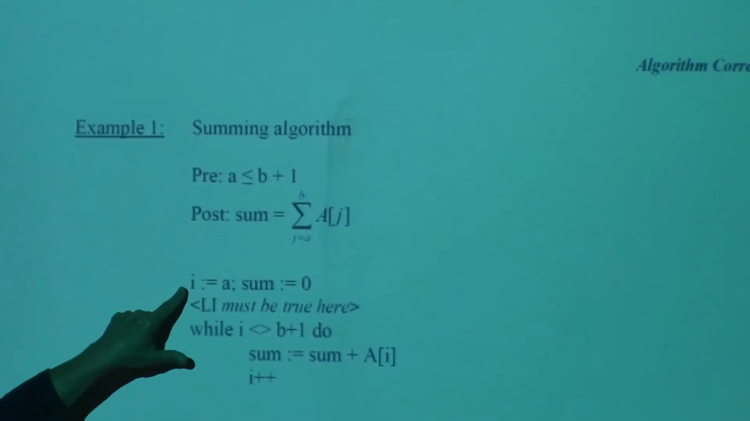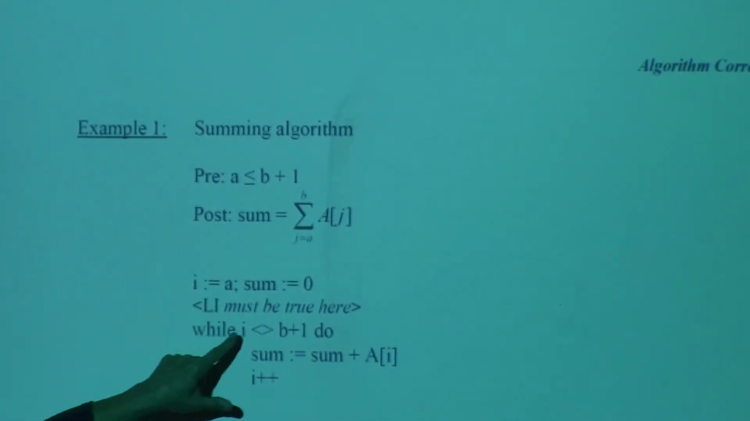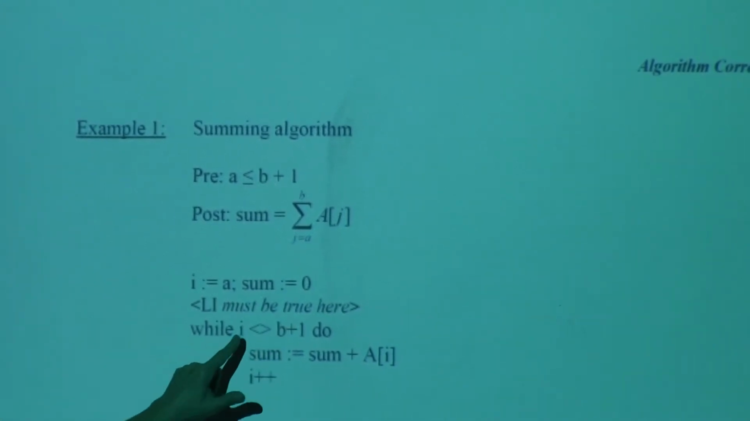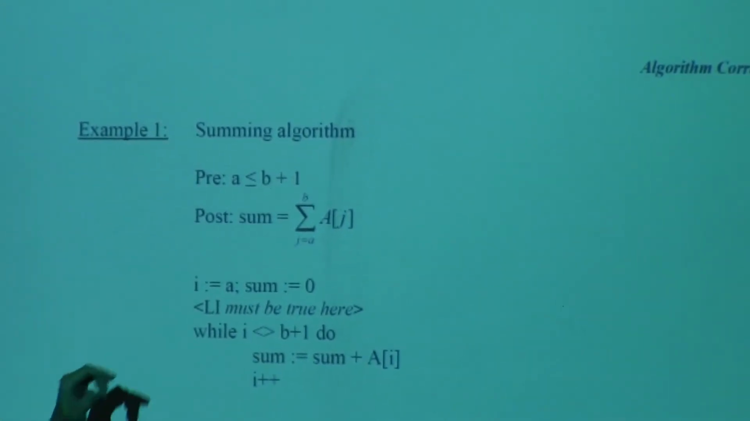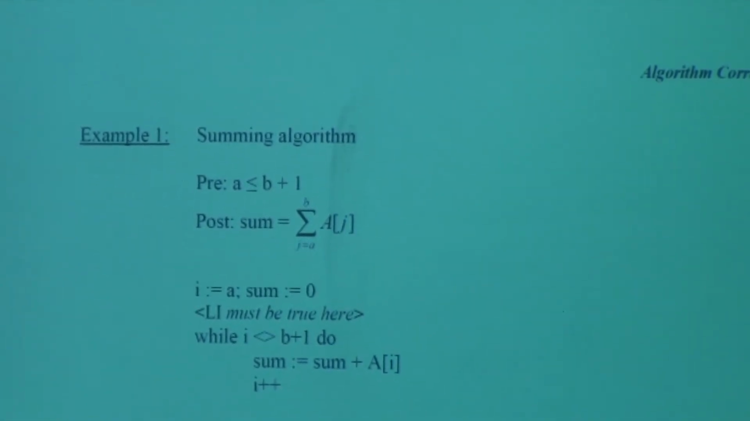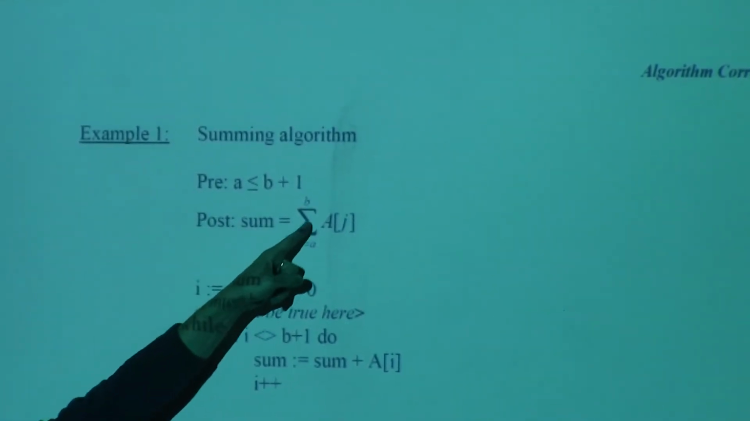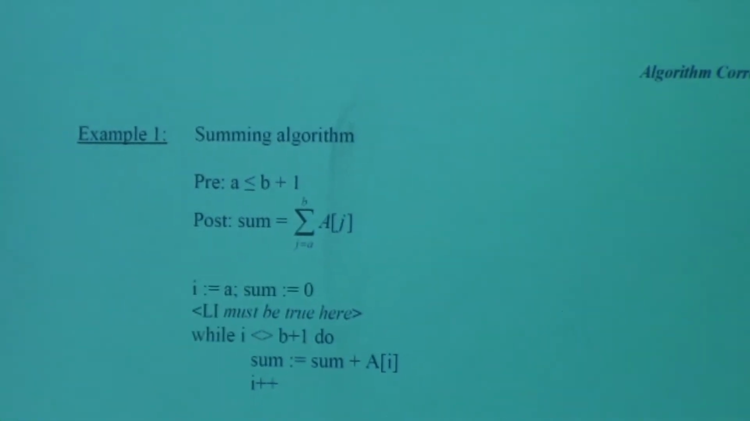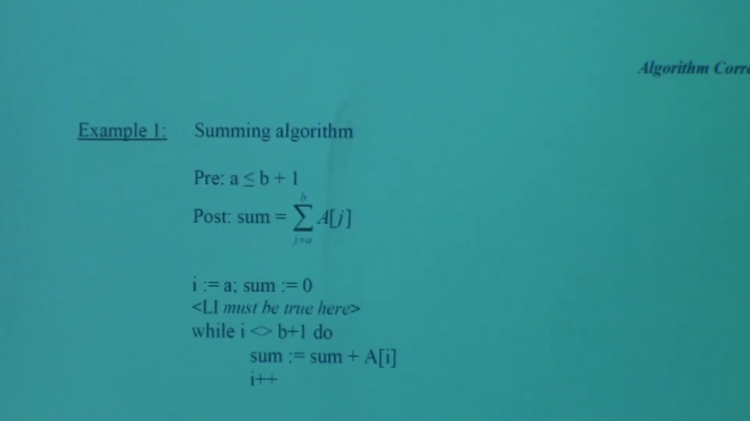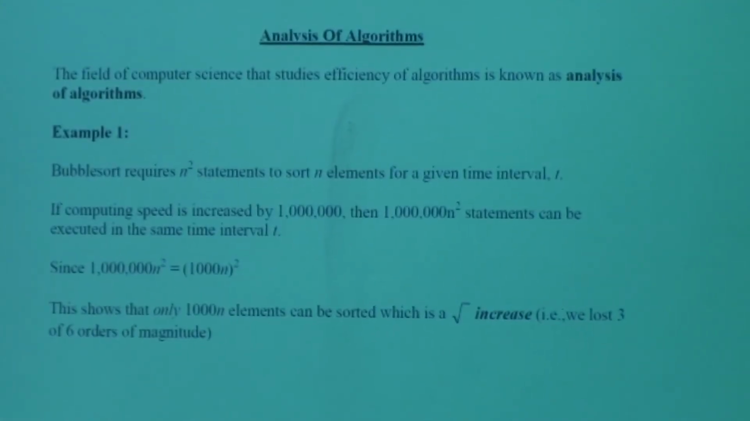So i starts at a. i not equal to b plus 1 is the continuation condition. The negation of this is the break condition, which means that i is equal to b plus 1. Then joining that with the loop invariant, we jump into the postcondition, which is what we're trying to achieve as an algorithm. Is that okay? All right, so let's go to this part right here.